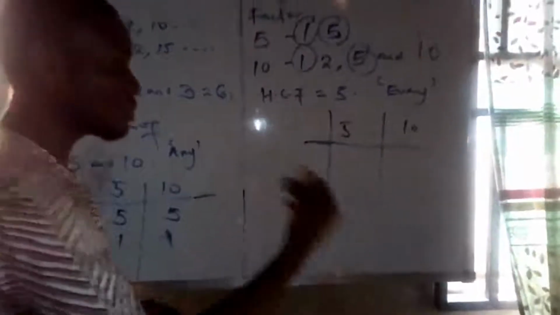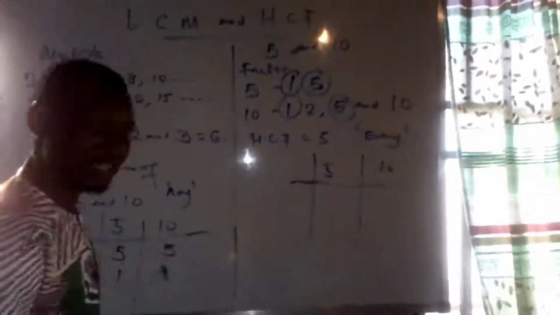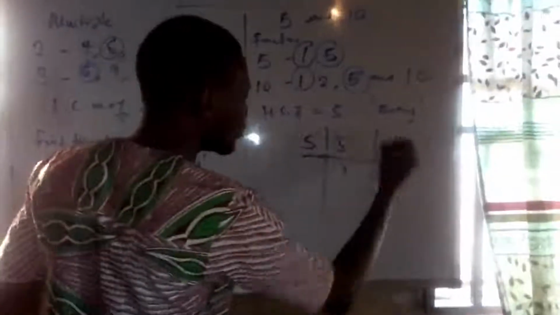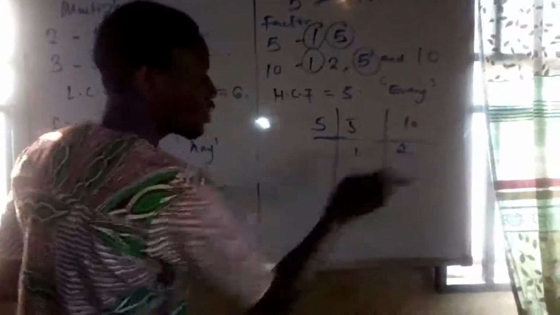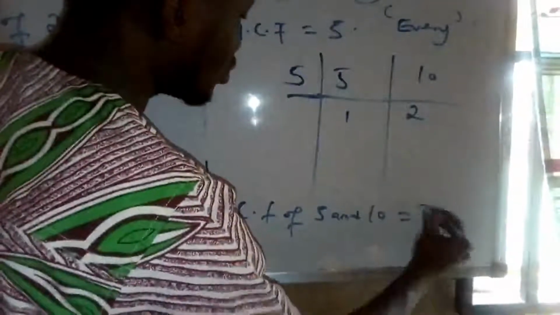Now the first part, 2 can divide 10 but not 5. So we leave 2. We move to the next prime number, which is 3. The same thing, it can't divide that. Then that will be 5. So 5 here, 1, 5 here, 2. Now in this case, no other number can divide 1 and 2 at the same time. So what we do is we stop there. So our HCF of 5 and 10 equals 5.